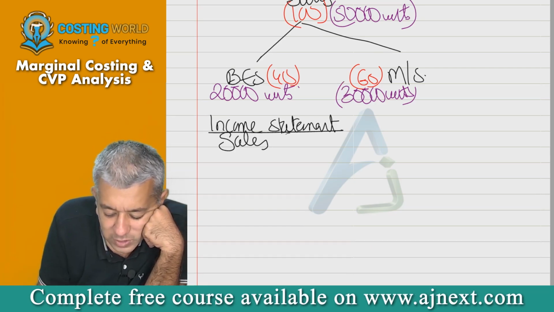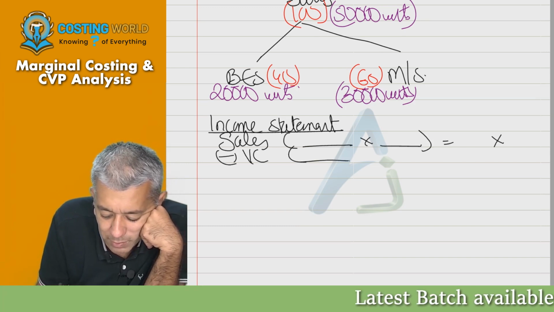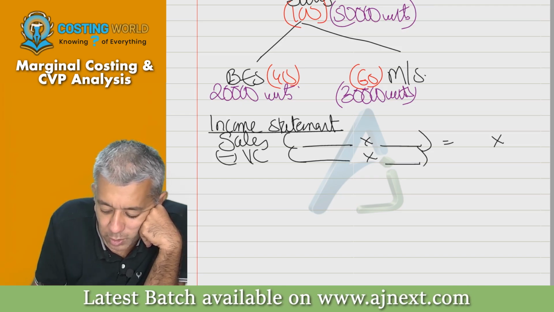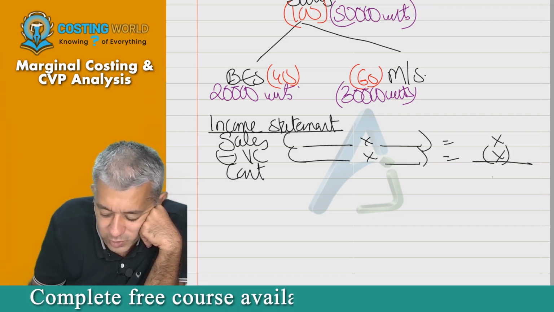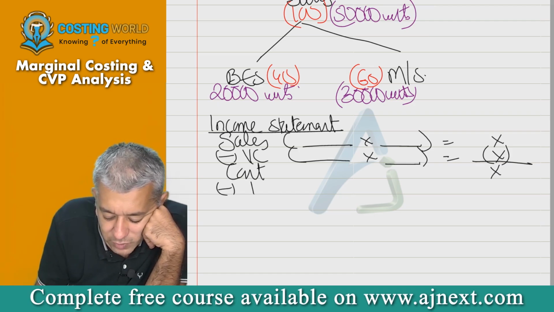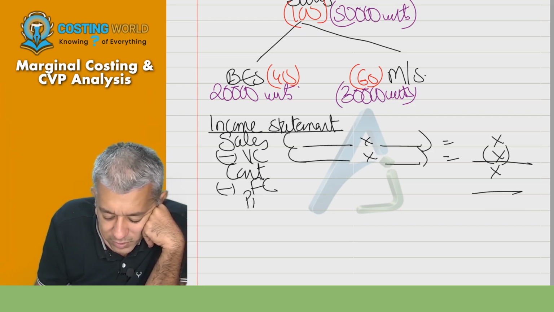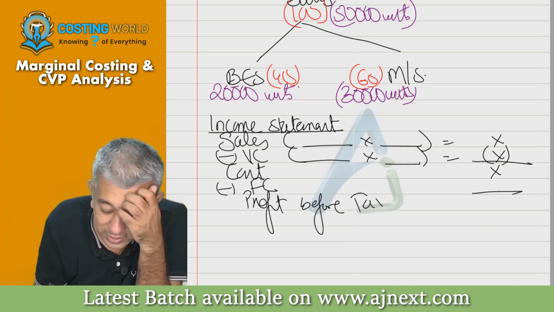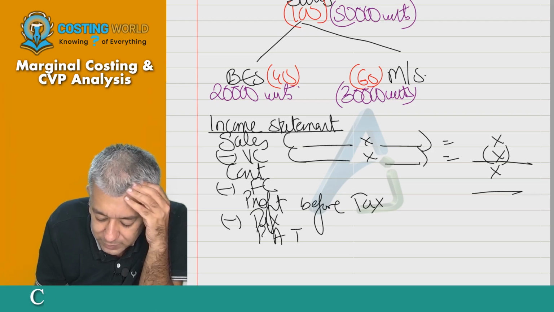Find out sales, that is number of units into selling price. You have both the things. Less variable cost. It will be number of units, obviously 50,000, into variable cost per unit. You have it. Sales minus variable cost will fetch you contribution. Less fixed cost. I guess fixed cost also you all have. That will give you profit. But let me call this particular profit as profit before tax because there are taxes in the question.